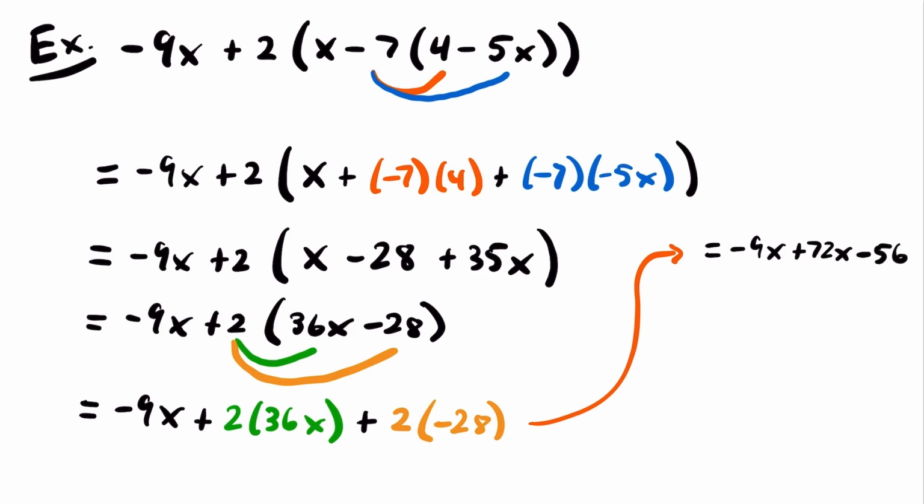All right, now you might be tempted to stop there, but we do have 2 like terms that we need to combine yet. Notice that -9x and 72x have the same variable part of x, so we can combine them. You can add their coefficients. And -9 plus positive 72 is positive 63. So our final answer here is 63x minus 56. That is the fully simplified form of this variable expression.